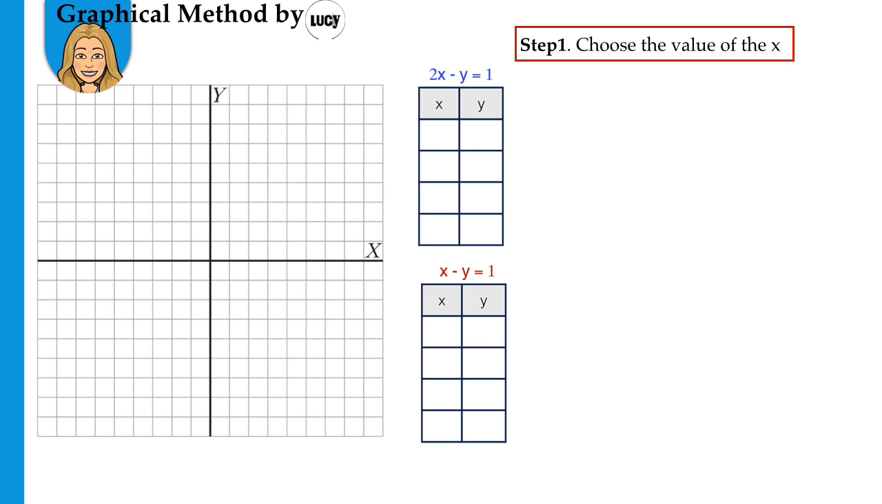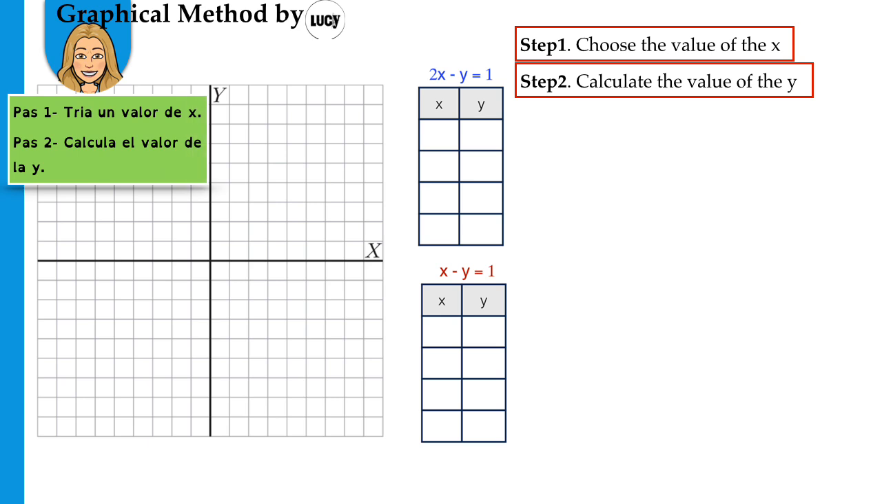Step 1. Choose the value of x. Step 2. Calculate the value of y. X equals 0. Put the value into the equation and calculate the value of y. So, 2 times 0 minus y equals 1, negative y equals 1, y equals negative 1.